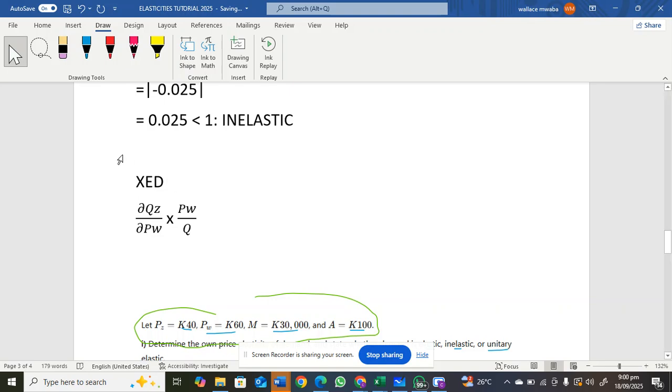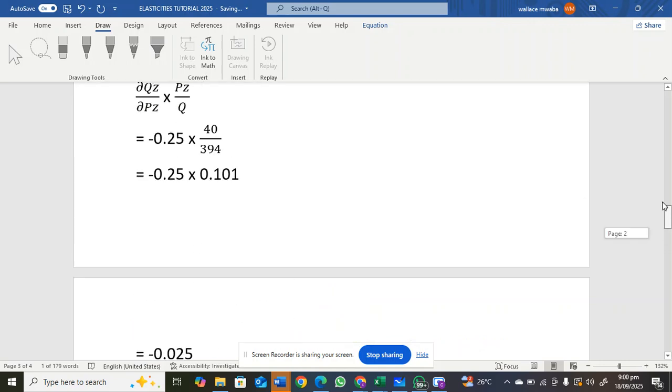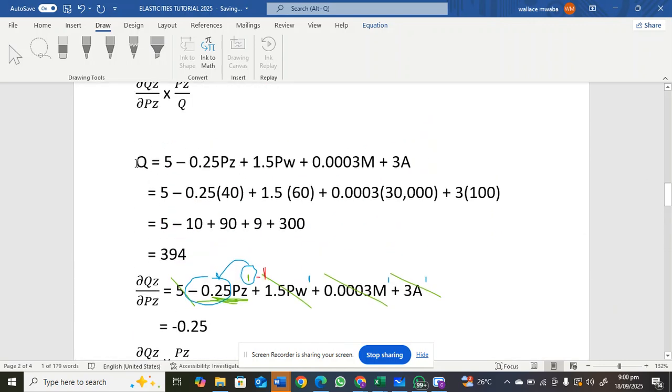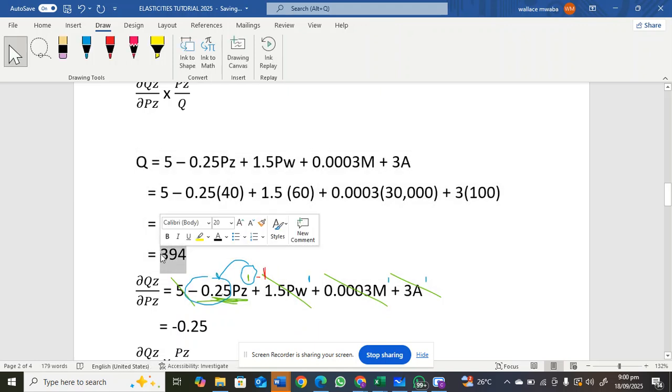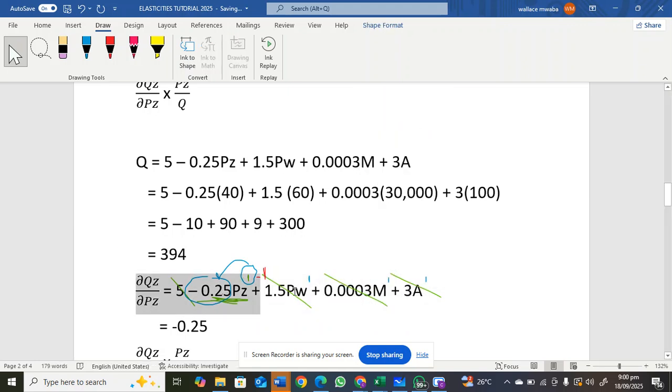As I said, first things first, you calculate Q. We already calculated Q using these values: PZ 40, PW 60, M 30,000, and A 100. We substituted those values in our demand function, and Q equals 394. Once you've calculated it, Q will just stay the same for all the elasticities.